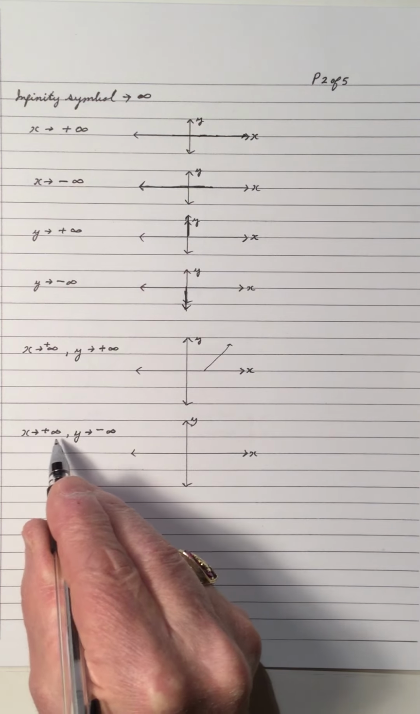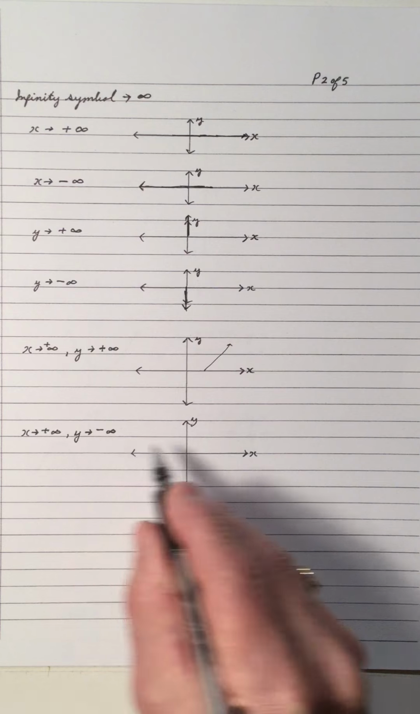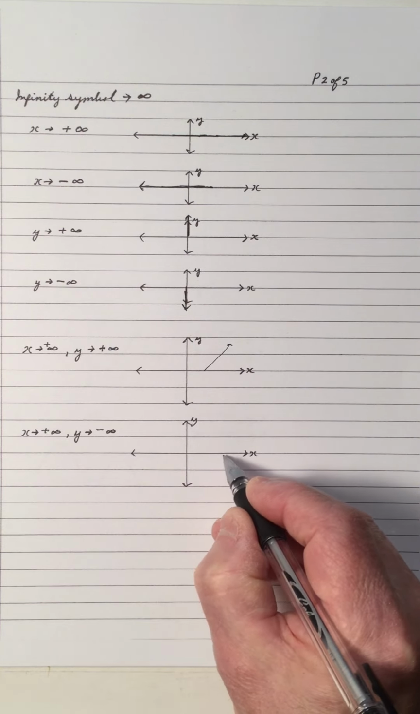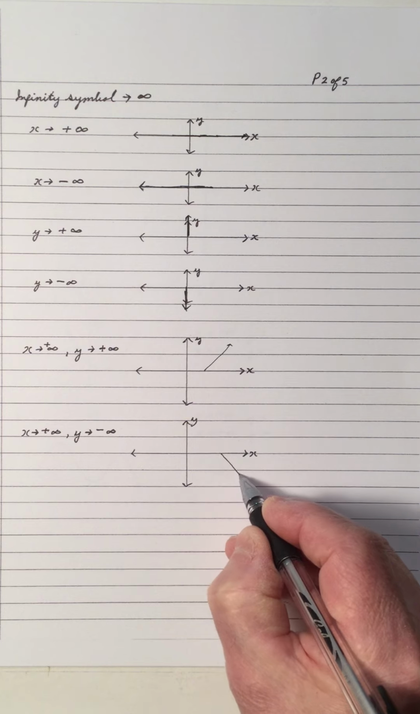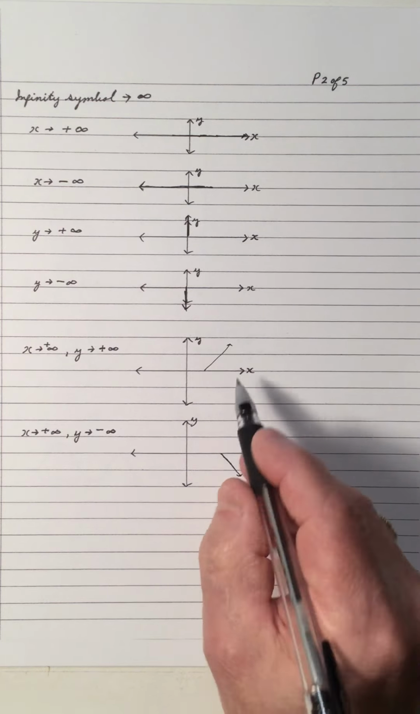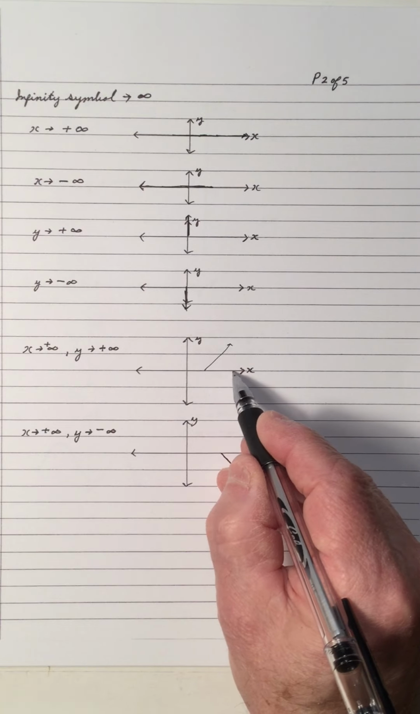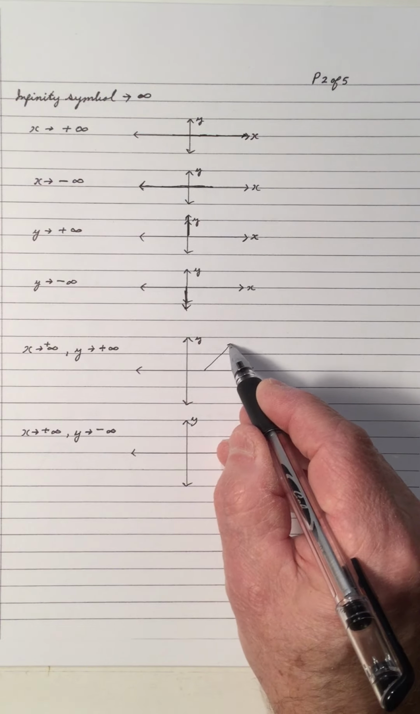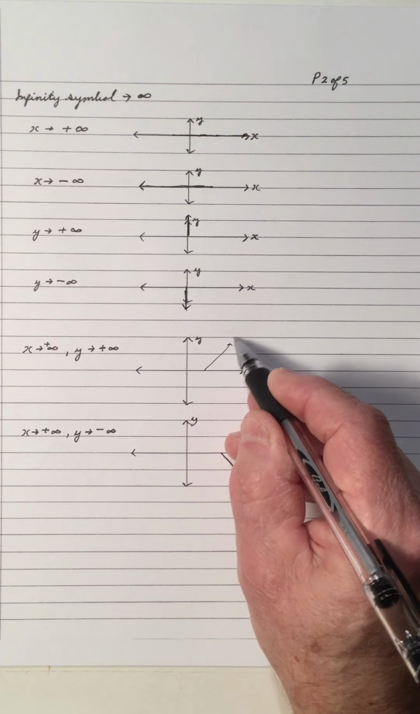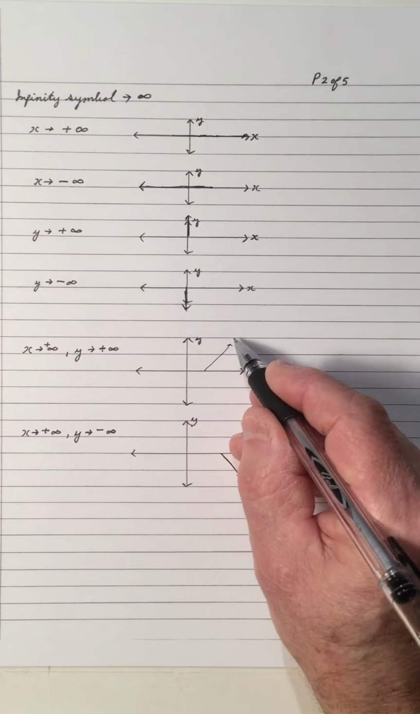And x goes to positive infinity, y goes to negative infinity. So as x goes to the right, which is positive infinity, the y values are going down. So that's how it's going. So x is going to positive infinity to the right, y is going to positive infinity up, so you're to the right and up. So this is all the points that are up in this part of the graph.